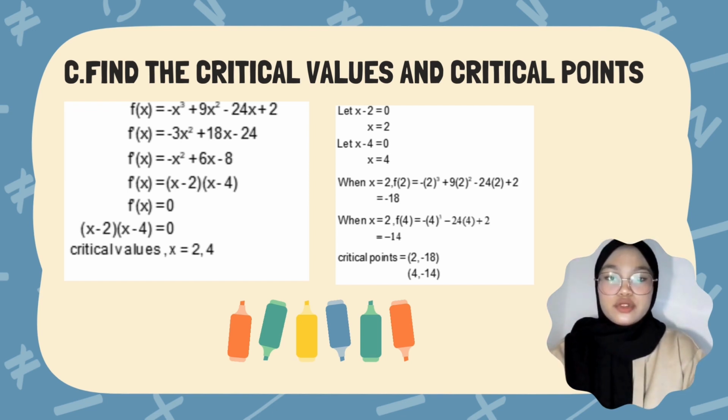When x equal to 2, we substitute it into the equation f(x) equal to negative x cubed plus 9x squared minus 24x plus 2.